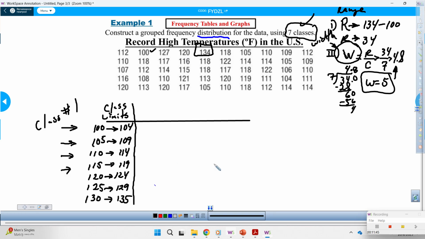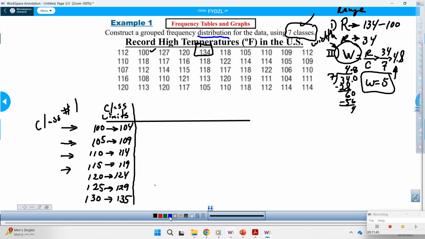All right, from 1 to 5, how comfortable are you with that so far? Where are we at? 5s, okay, some of you. All right, here goes the process one more time as you fill that in. Step 1, range. Step 2, width. Step 3, fill out your class limits.